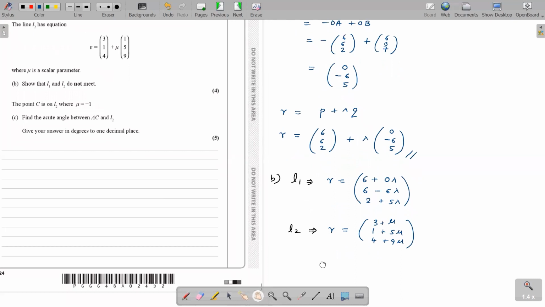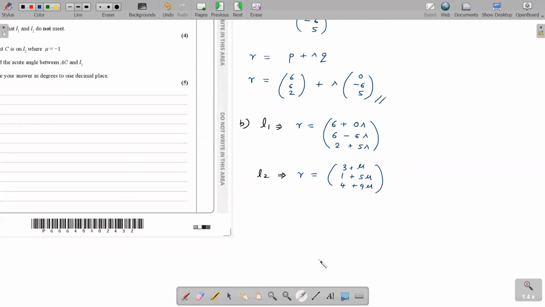Okay. Yeah, and then what we do is we equate the first two lines. Equal, because if the lines are meeting, the x coordinates should be equal. 6 plus 0 lambda is basically just 6, equals 3 plus mu, and I get my mu value is equal to 3. Then go for the second equation. This is from the x coordinates.